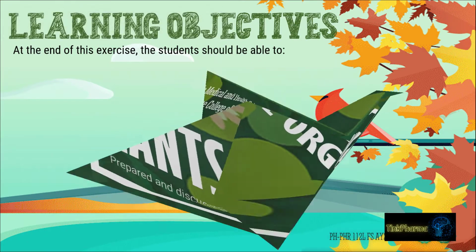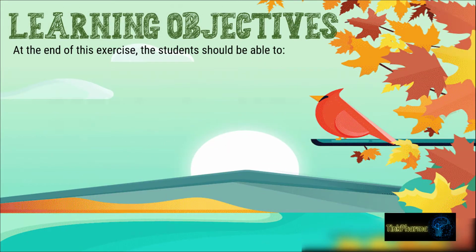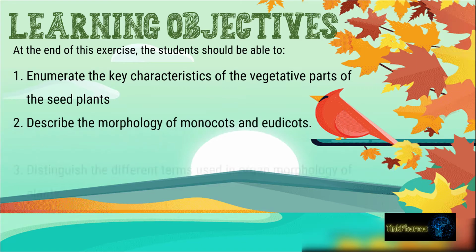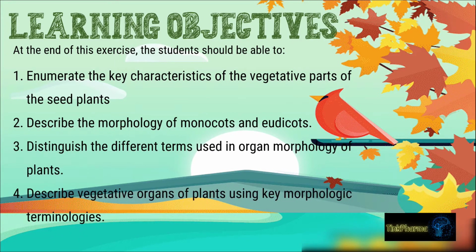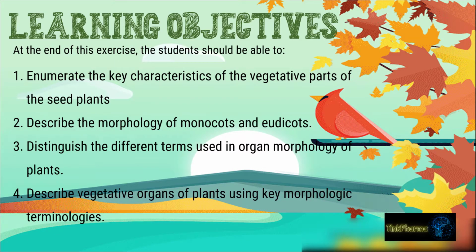For our learning objectives, at the end of this exercise, you should be able to enumerate the key characteristics of the vegetative parts of the seed plants, describe the morphology of monocots and eudicots, distinguish the different terms used in organ morphology of plants, and describe vegetative organs of plants using key morphologic terminologies.